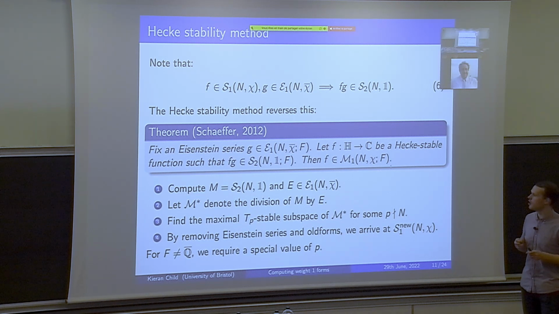So if F here is Q bar, then we can just pick any p not dividing n. For F not Q bar, so we're working over a finite field, we need a special value of p. And this is a bit of a problem, really, in that if you apply Schaefer's method directly to finite fields, that special value of p for high level ends up being absolutely gigantic. So it becomes slightly less feasible the higher up you go. But luckily we won't need that because we will be secretly working over Q bar.